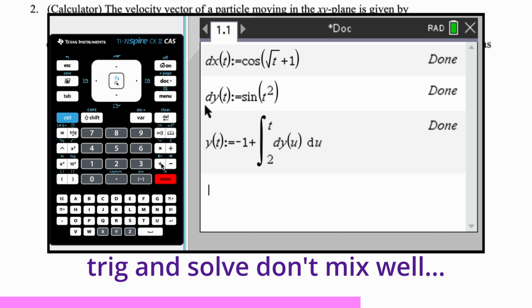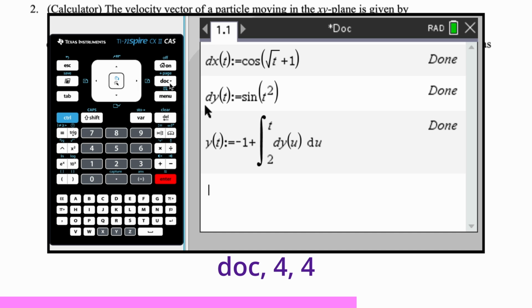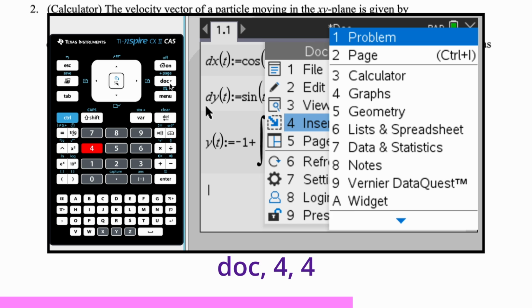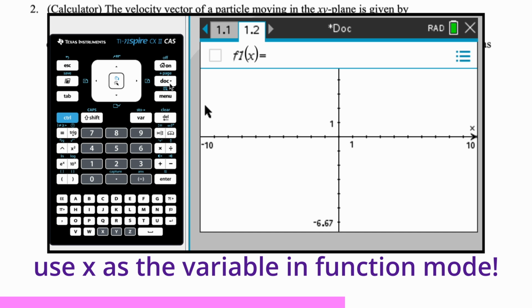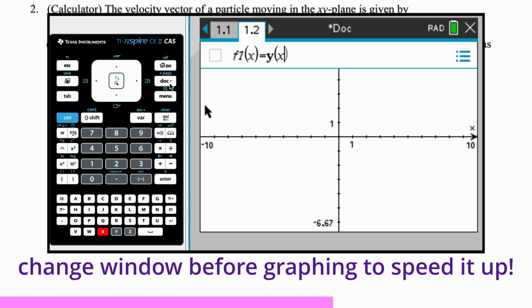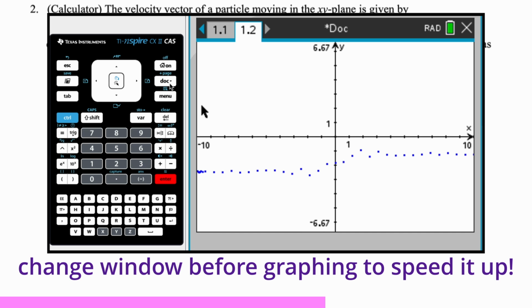So what I'm going to do instead is insert a graph page. So that's going to be doc 4 and then option 4. I'm going to graph y as a function of x because in function mode you have to use x as your variable. I should probably change my window, but I don't even know what to change it to. Definitely like 0 to something, but I'm just going to hit enter. And you can see it takes a while. On the handheld, it'll take even longer, which is why you should really change a window first.